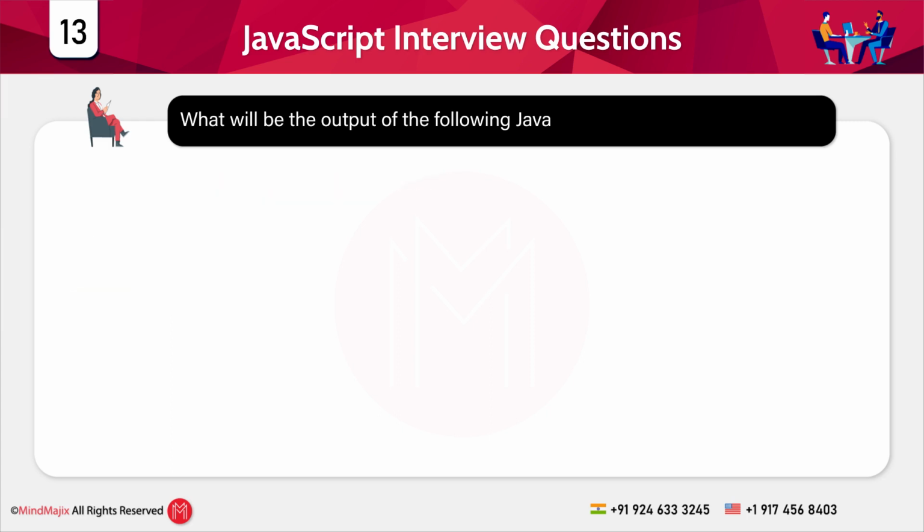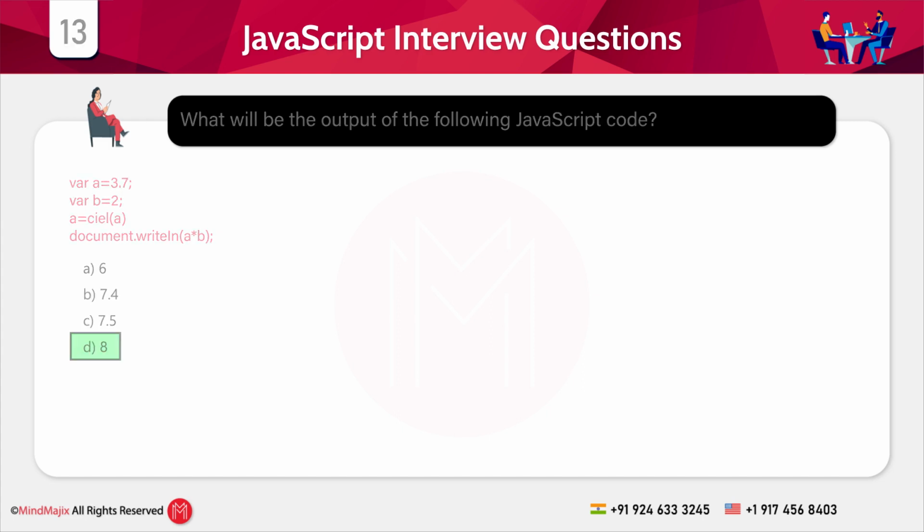What will be the output of the JavaScript code? Variable a equal to 3.7, b equal to 2, then a equal to ceil of a, document.write a times b. What will be the output? 6, 7.4, 7.5, 8. Now the answer is 8. The ceil function in JavaScript rounds off the value passed in its argument to the next higher closest value. So if the value is 3.7, then it becomes 4. Therefore, the value of a will be converted to 4, and hence the output is 8. So the output is D.